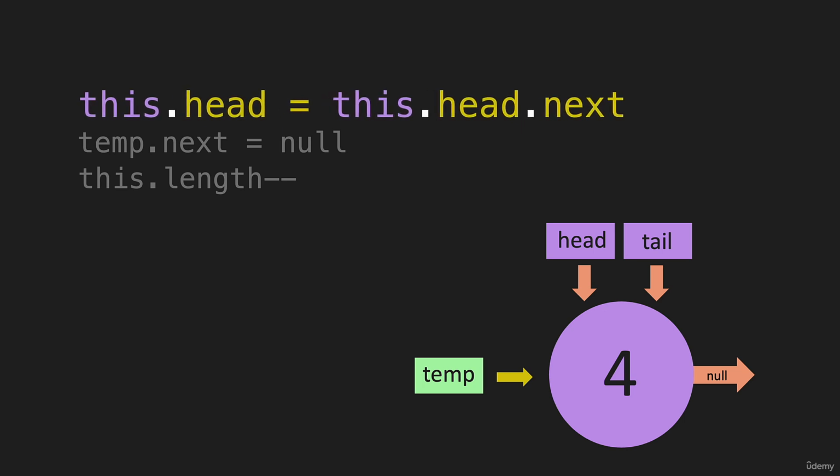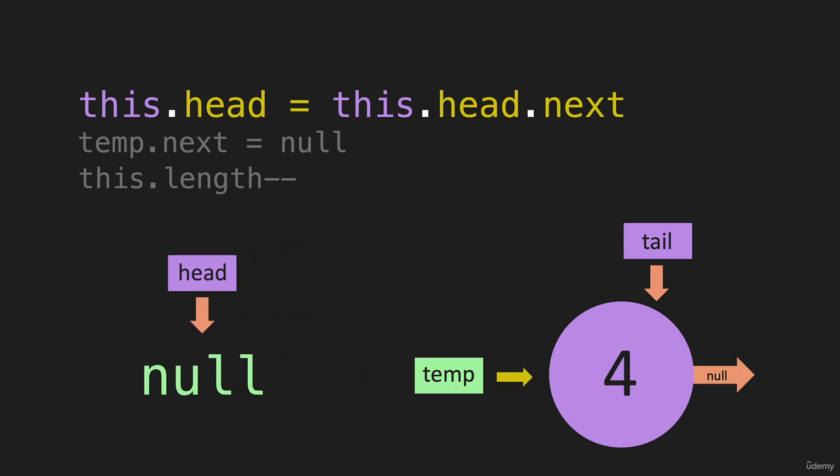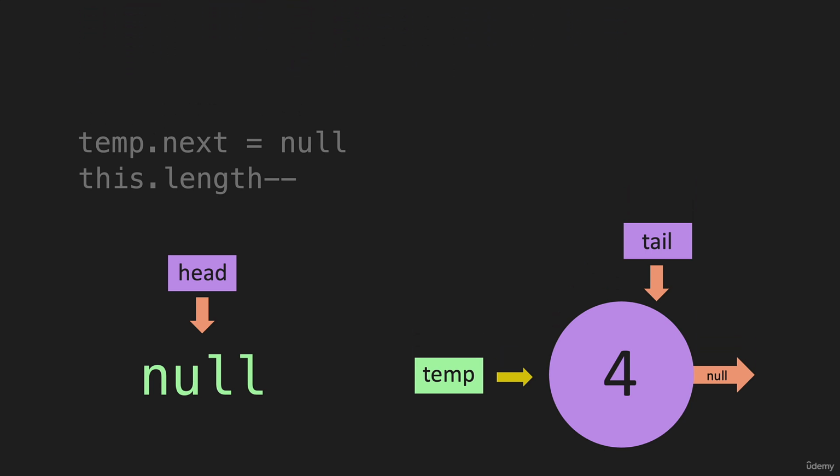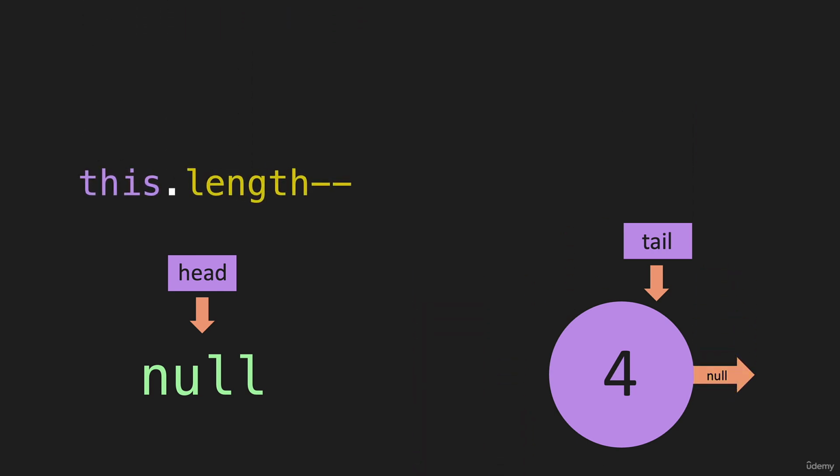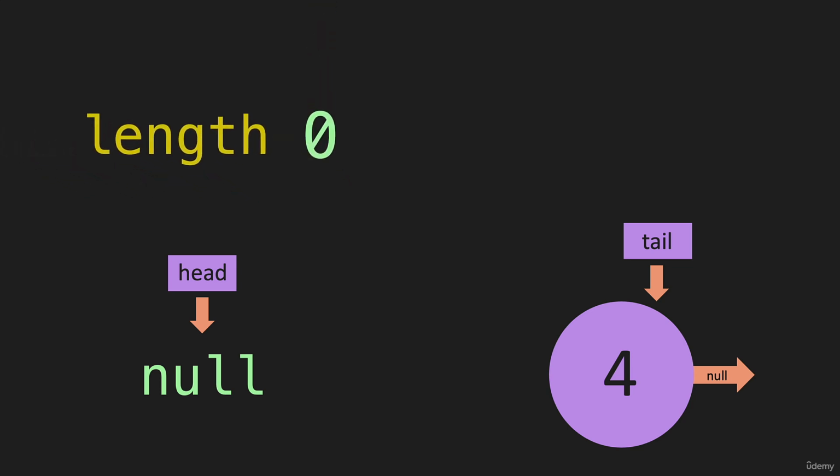Then we're going to say this.head equals this.head.next. So head.next is null. So this sets head equal to null. Then we say temp.next equals null. Well, temp.next is already null, so that doesn't do anything. And then the only thing left to do is to decrement the length. Well, the length was 1, and this changes it to 0.